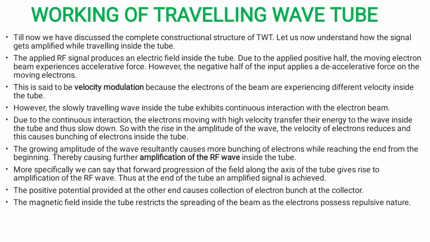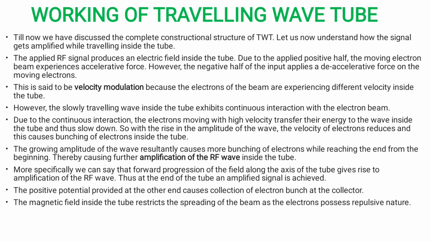So, till now we have discussed the complete constructional structure of the TWT. Let us now understand how the signal gets amplified while traveling inside the tube. The applied RF signal produces an electric field inside the tube. Due to the applied positive half, the moving electron beam experiences an accelerative force. However, the negative half of the input applies a decelerative force on the moving electrons. This is said to be velocity modulation because the electrons of the beam are experiencing different velocities inside the tube.